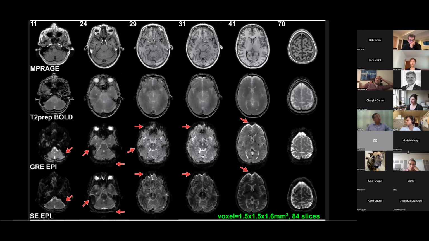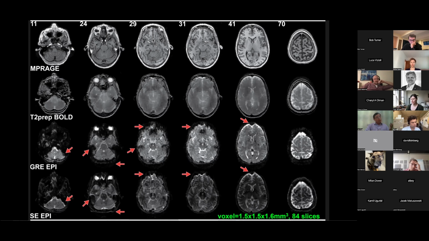And also, if you look at the shape of the brain, it's more similar to the structural imaging because the readouts are similar. So this gives us some confidence that when we do segmentation, especially for small regions, the distortion and misalignment could be less of a problem.